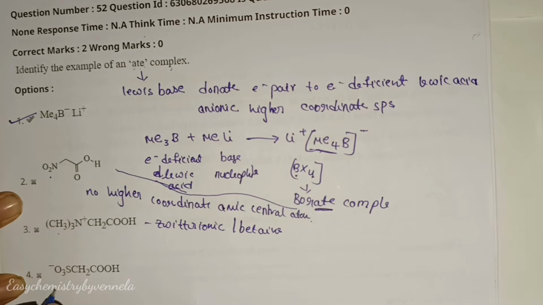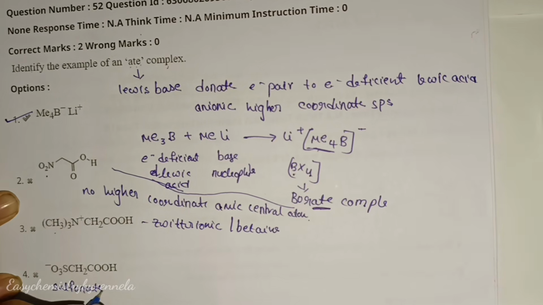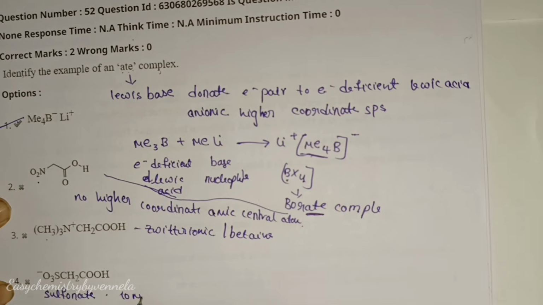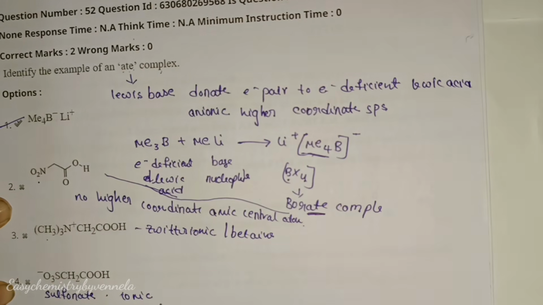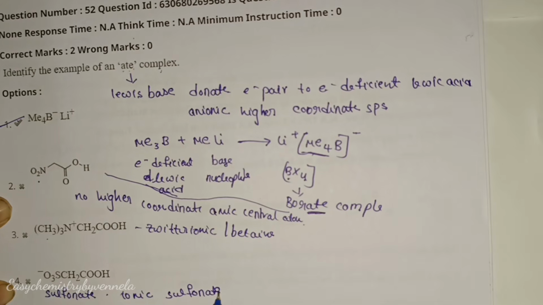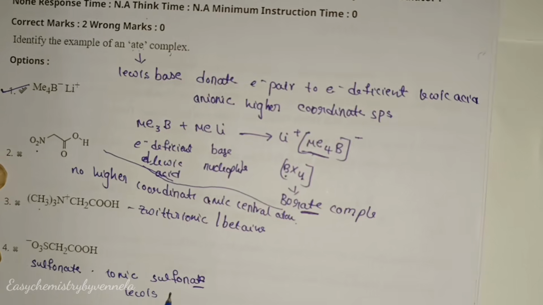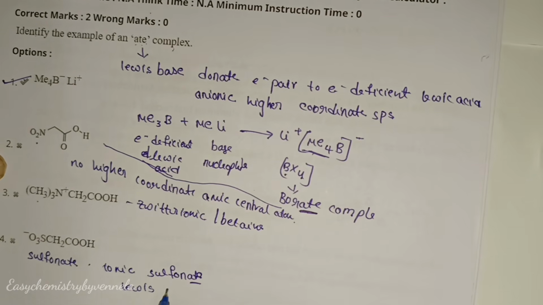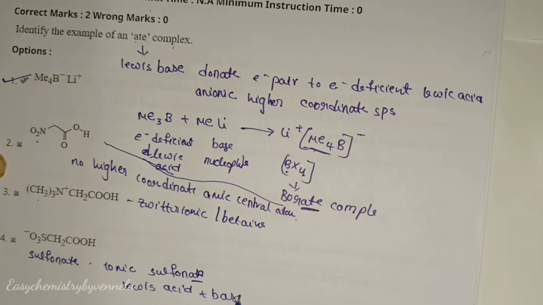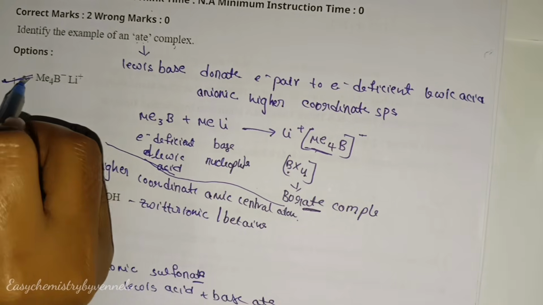Next, last option. Here it is the sulfonate containing compound. It is a ionic sulfonate, but not the characteristic of Lewis acid. Here ATE is present, but not the characteristic of Lewis acid and base ATE. So that is why this is also incorrect. Correct option is first one.